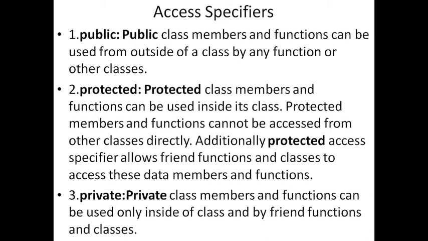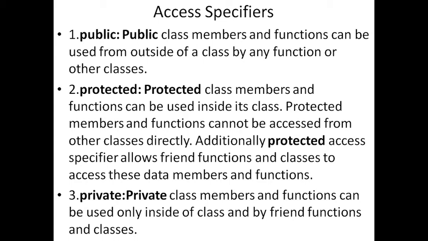According to public, public class members and functions can be used from outside of a class by any function or other classes. That means the members are accessible from outside of the class. Then next one, protected. Protected class members and functions can be used inside its class. Protected members and functions cannot be accessed from another class directly. That means the members cannot be accessed from outside of the class. However, they can be accessed in the inherited class. That is the important thing.